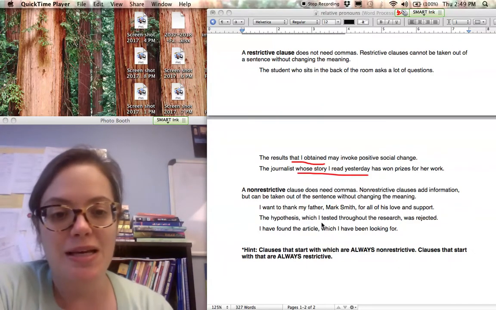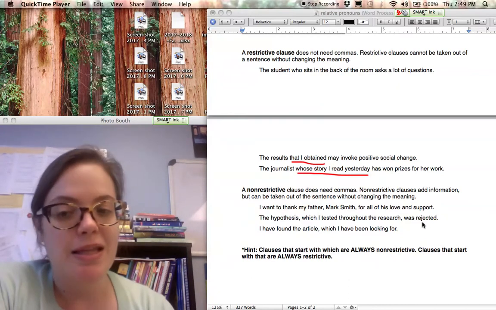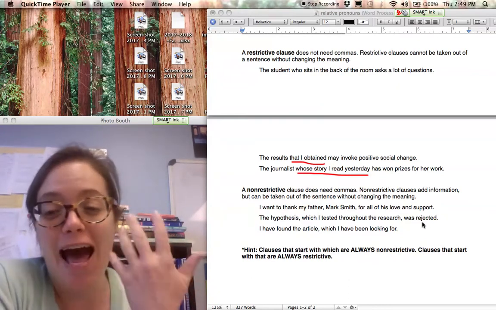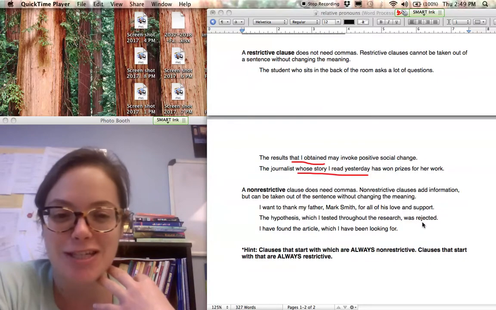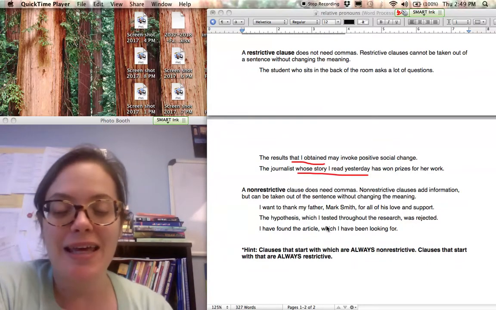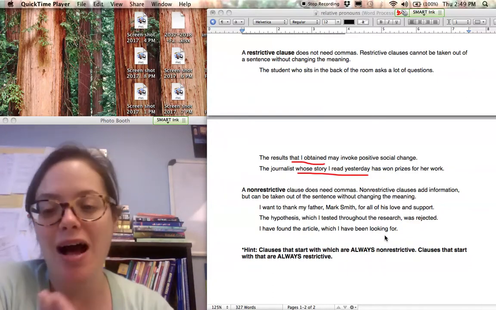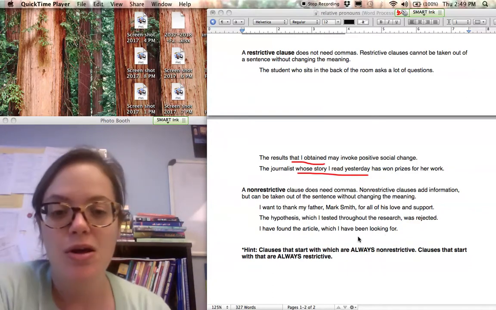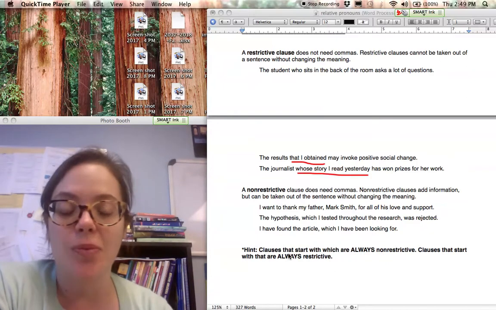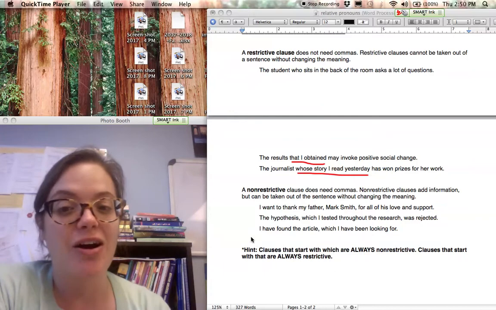The hypothesis, which I tested throughout the research, was rejected. Same thing, that's what you do to a hypothesis. So it's added information, but it doesn't change the meaning if we take it out. I have found the article, which I have been looking for. Again, it adds information, but not necessarily the meaning of the article. If I found it, obviously I was looking for it. Okay? So hint: clauses that start with which are always non-restrictive, and clauses that start with that are always restrictive.